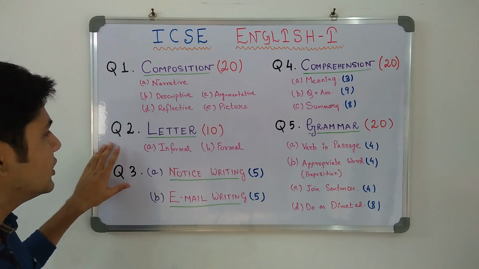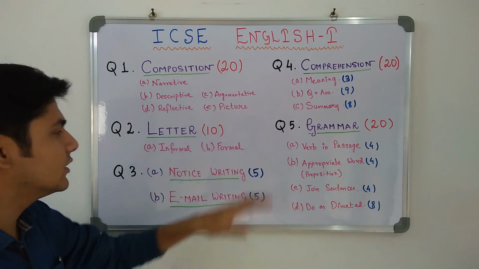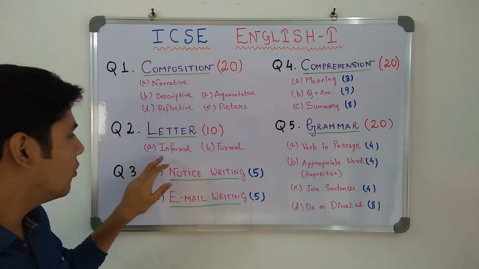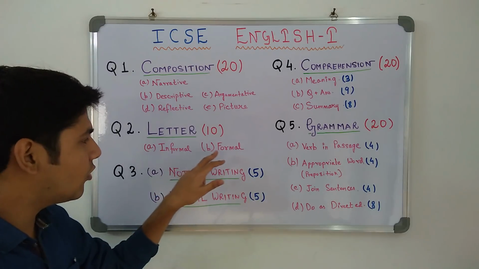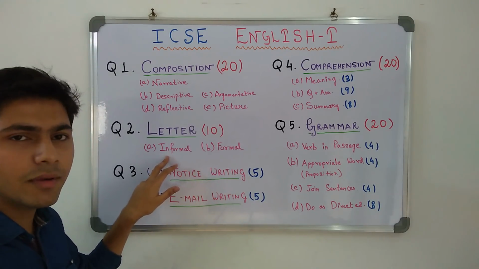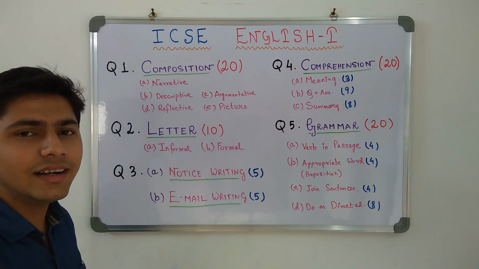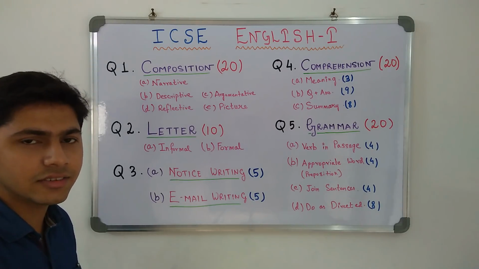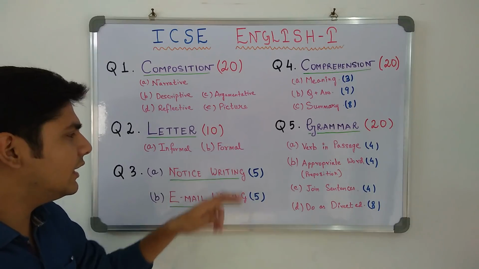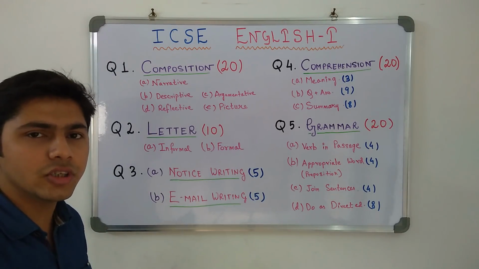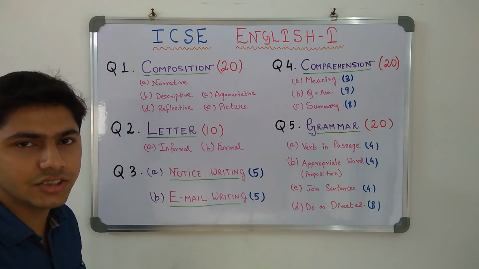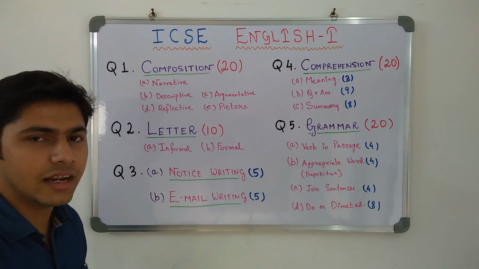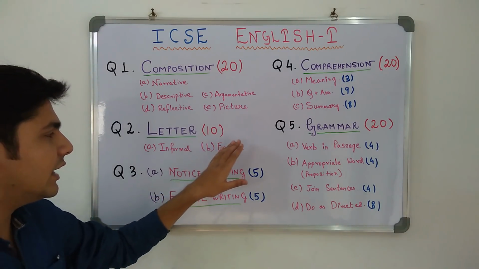Okay. Moving on to the letter. Question number 2, letter of 10 marks. You will have 2 options over here. One for an informal letter and one for a formal letter. What are informal letters? Informal letters are unofficial letters that you write to your friends, family, relatives and of that sort. Formal letters are official letters that you write to municipality, police stations, a teacher, a principal and of that sort. Okay, this will be of 10 marks.